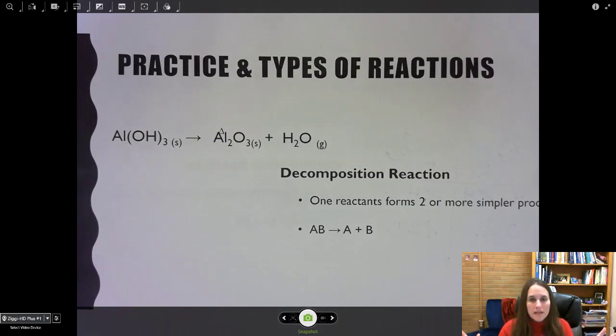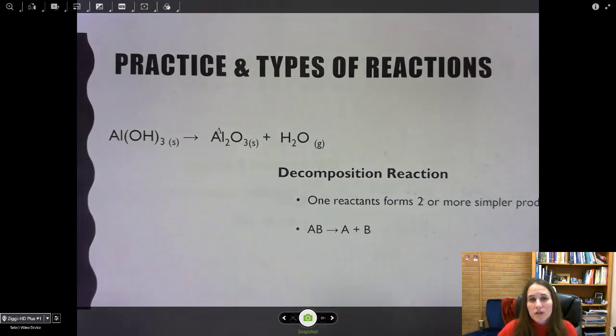So a combination means we have one or more products that we're putting together. A decomposition means we have one reactant and we're breaking them apart into simpler products, sometimes even just their elements. You know, sodium chloride can be decomposed to sodium and chlorine.